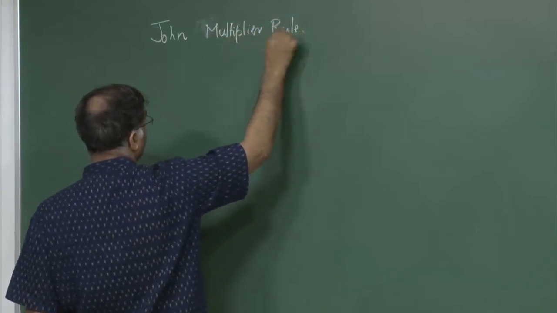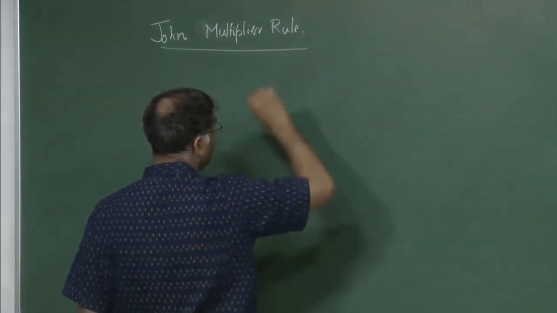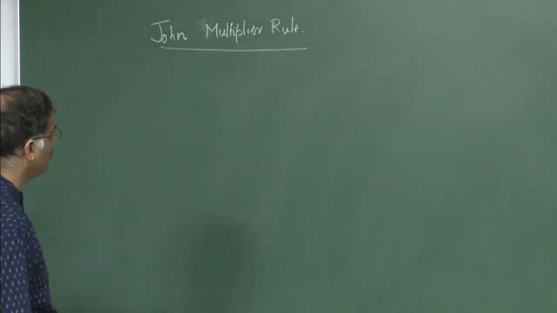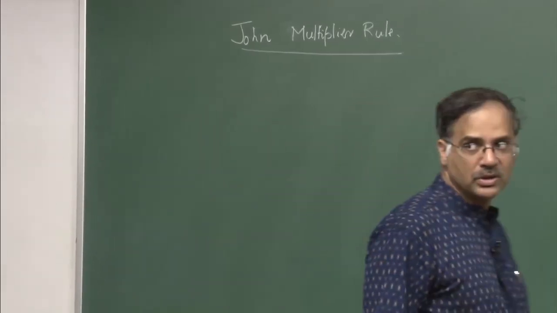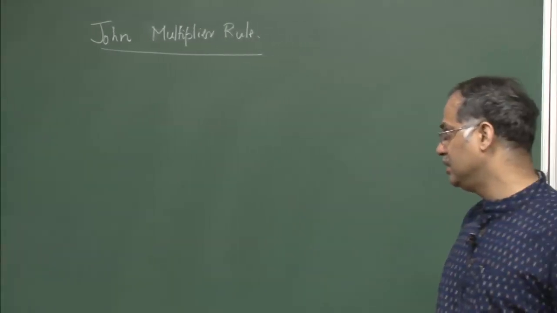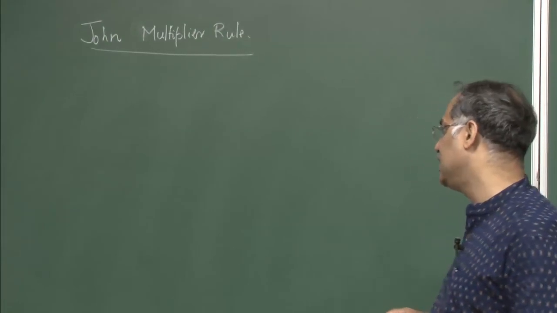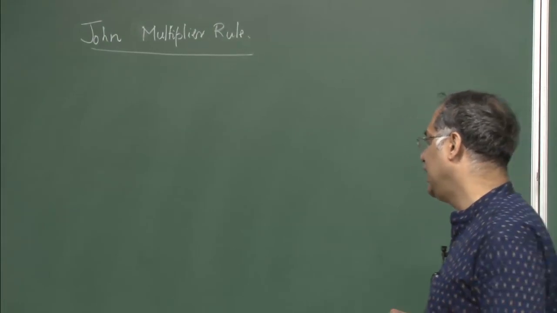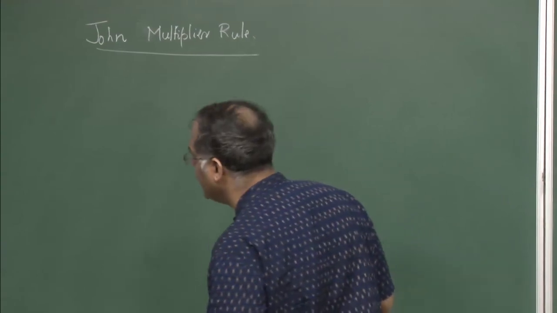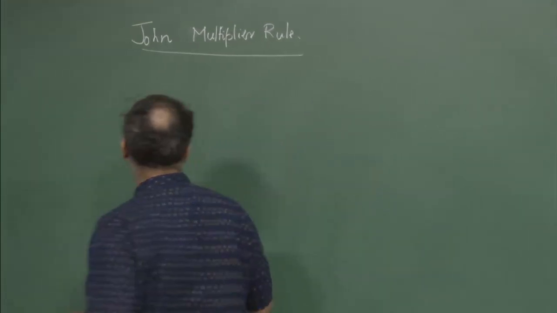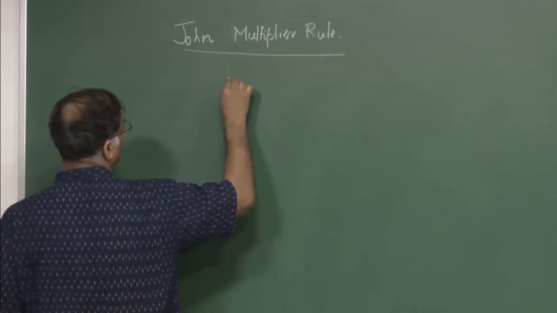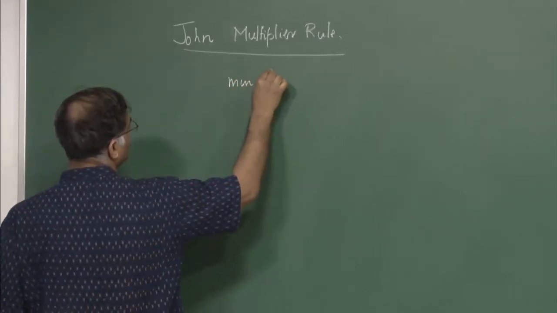So the multiplier rule John established in 1948 was for inequality constraints, because, as I told you earlier, the Lagrange multiplier rule dealt with equality constraints, though its validity was not established till late in the 60s. But here Fritz John studied a problem of this form.